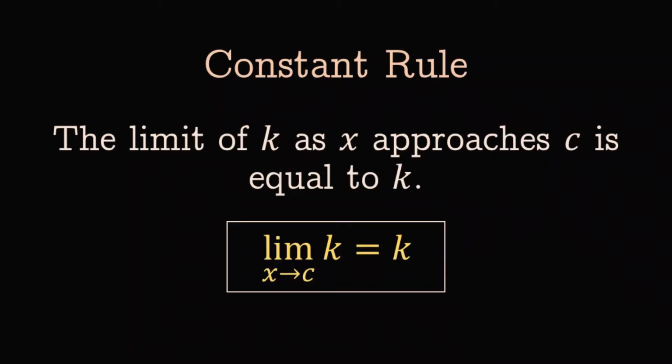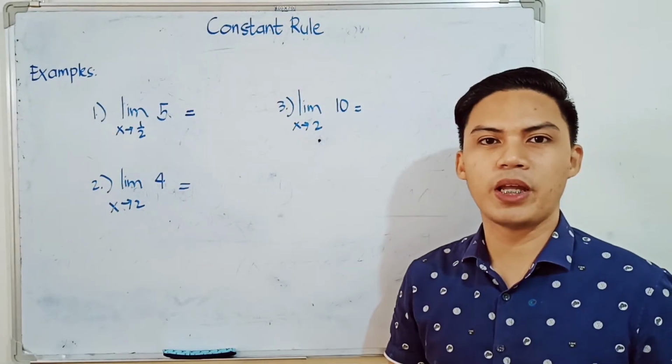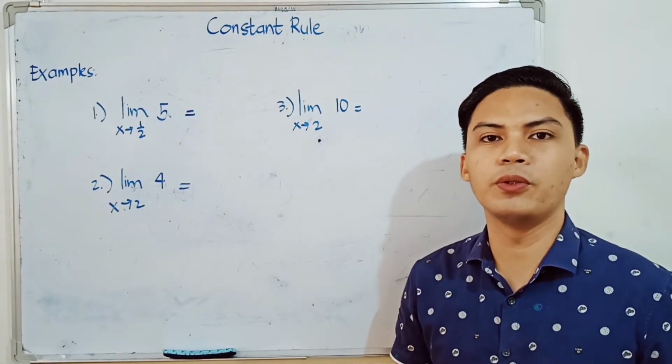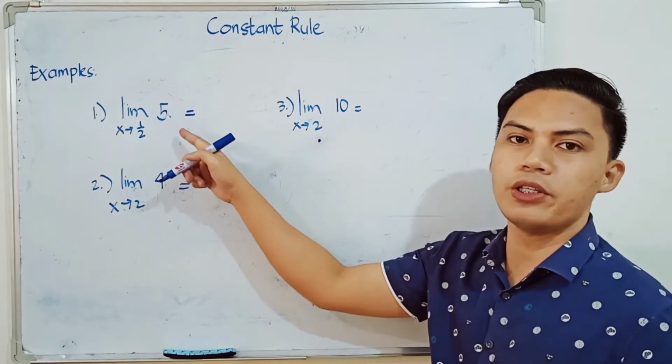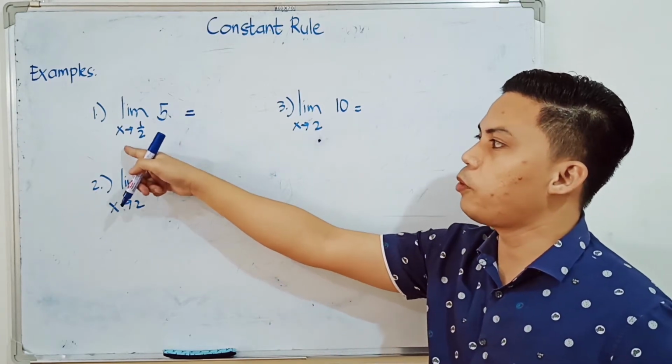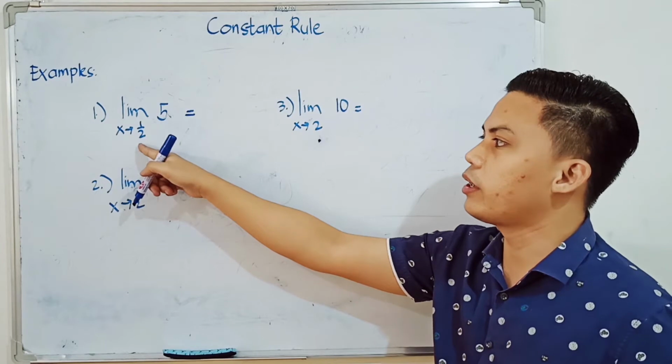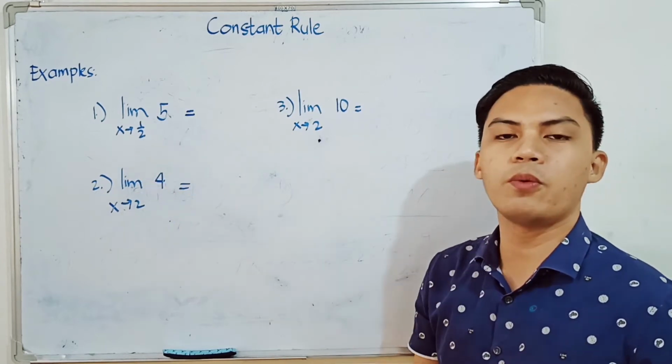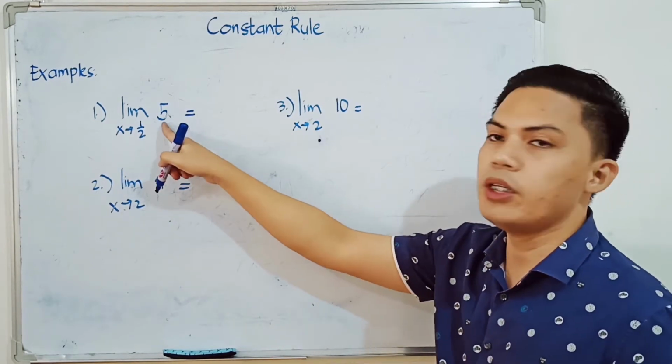Next theorem is the constant rule. If we have the limit of k as x approaches c, it would be equal to k, in which k is a real number. Yung second theorem naman natin is what we call the constant rule. If we're going to get the limit of a constant number as it approaches a certain number, or letter c natin dito, the answer will always be equal to the constant.